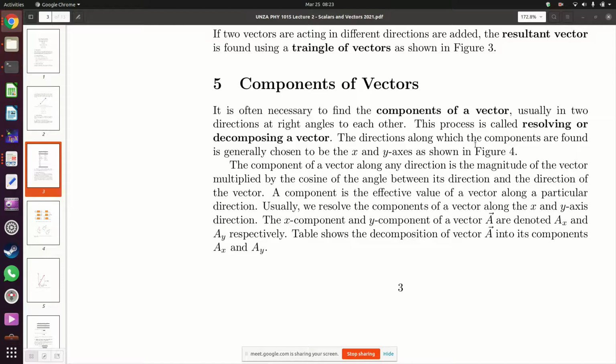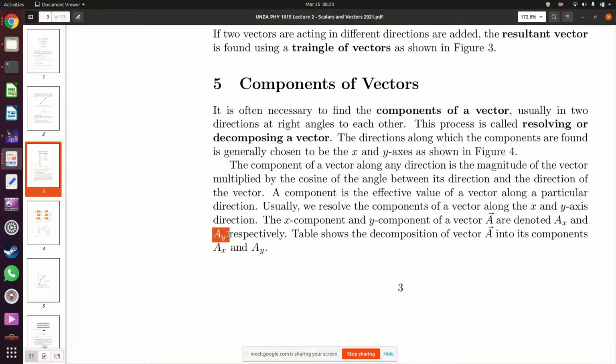How much a vector is along the x-axis is what you write like this, where A is the vector, and x is the direction in which we are interested in finding the size of the vector. So this should be read as A along x. So how much is A along x? And if you are interested in the y-axis, how much a vector is along the y-axis, you write it like this. So A along y. Are we clear?